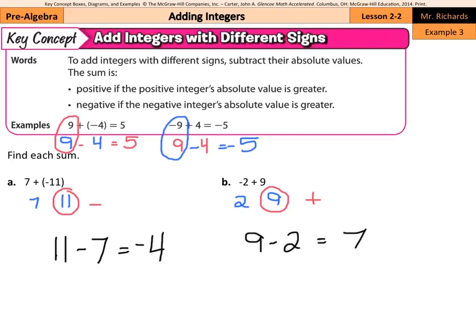So it comes down to looking at the absolute value of both integers. Determine which one is larger, and the larger absolute value will tell you whether your sign is going to be positive or negative.